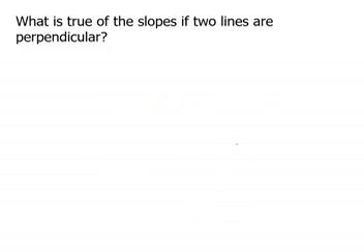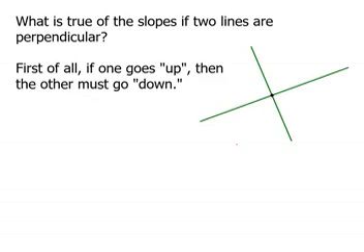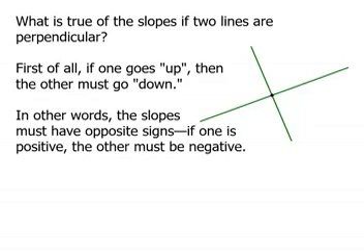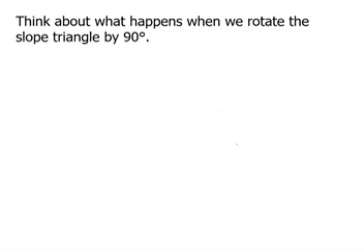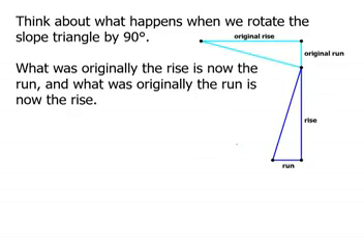Perpendicular lines, this is a little bit harder. What is true if 2 lines are perpendicular? First of all, one goes up, the other goes down, so that means that they have to have opposite signs. If one is positive, the other is negative. Opposite signs is part of the answer, but we need to think about the numerical value of the slope. Think about what happens when we rotate the slope triangle by 90 degrees.